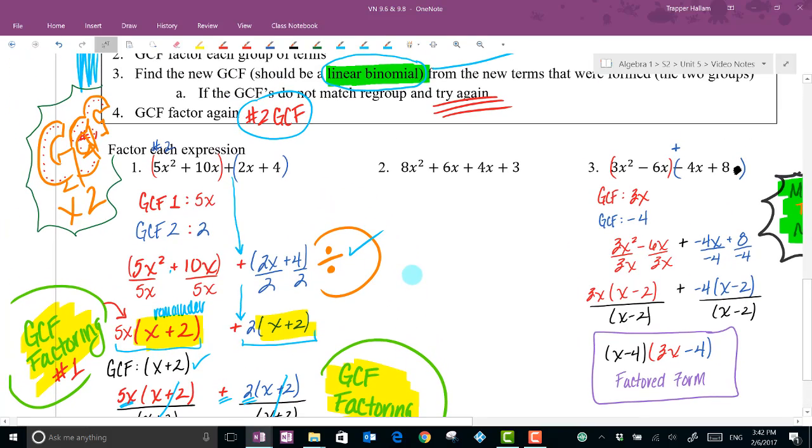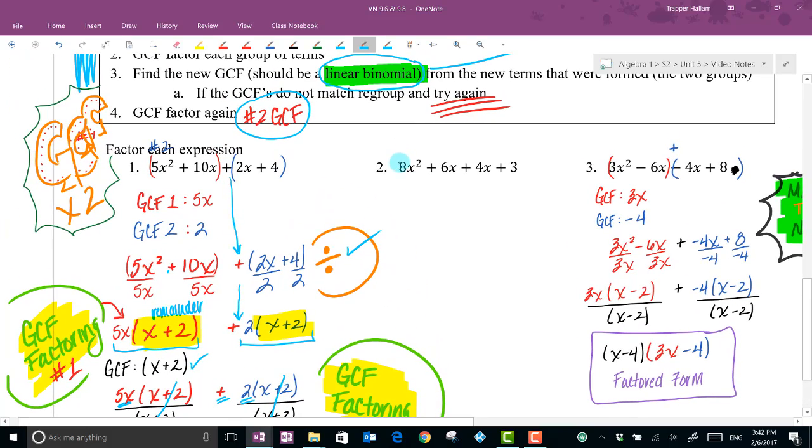So let's do one. Are you ready? So we got 4 terms here. I'm not going to use colors. I'm just going to use one blue. But here are my 2 groups that I want to make. So the first thing I'm going to do is write down the GCF of the first group. So 8x squared plus 6x.